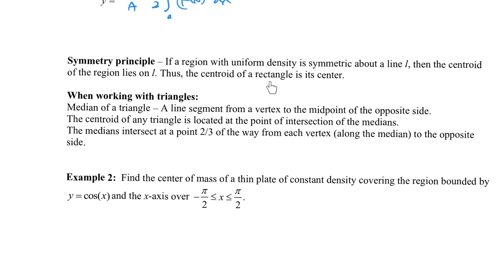Thus, the centroid of a rectangle is its center, right in the middle. So remember, centroid just means the center of mass of a solid with constant density. So the density is the same everywhere. So for us, it's just going to be a plate, the center of mass of a plate. Also, when working with triangles, there's a couple things to know. The median of a triangle, that's a line segment from a vertex to the midpoint of the opposite side. The centroid of any triangle is located at the point of intersection of these medians, and the medians intersect at a point 2/3 of the way from each vertex along the median to the opposite side.